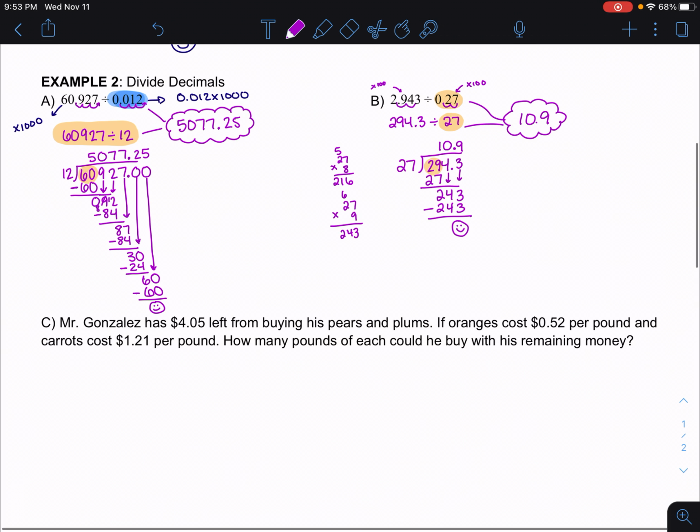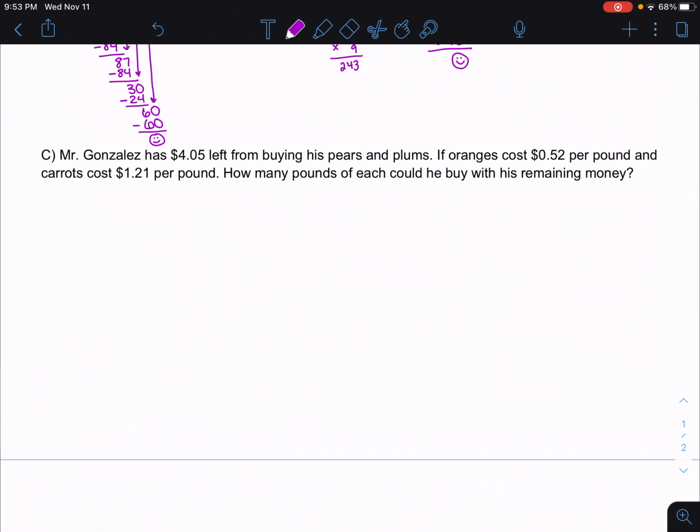Down here at the bottom, I've just got a little bit of a word problem. It says Mr. Gonzalez has $4.05 left from buying his pears and plums. If oranges cost 52 cents per pound and carrots cost $1.21 per pound, how many pounds of each could he buy with his remaining money?